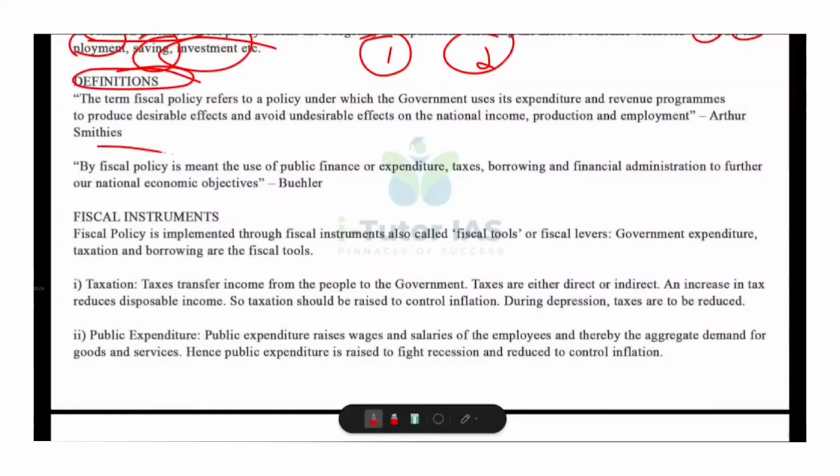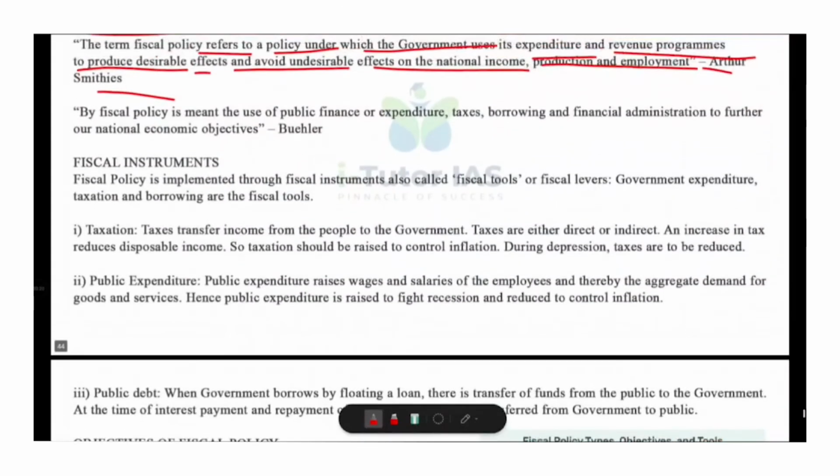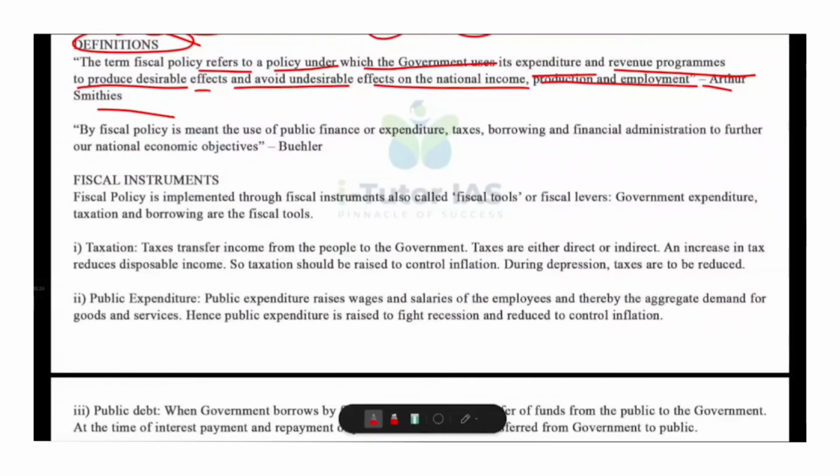Arthur Smithies told that the term fiscal policy refers to a policy under which the government uses its expenditure and revenue programs to produce desirable effects and avoid undesirable effects on the national income, production and employment. So Smithies is saying that fiscal policy is basically government expenditure and government revenue, that is spending and tax collection, used in such a way that it increases good outcomes and that leads to high income, more production and more jobs. And if it reduces bad outcomes, there is unemployment, recession and low output. So for Smithies, fiscal policy is equal to government using spending plus taxes to control the economy.